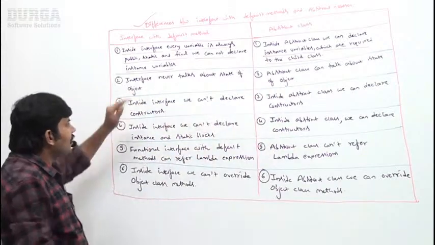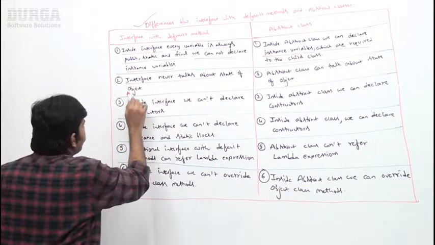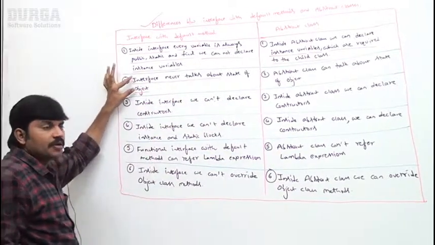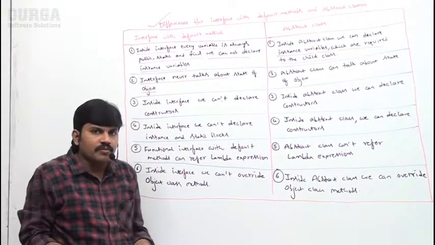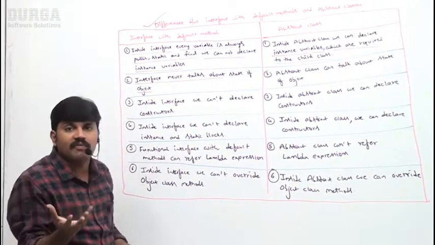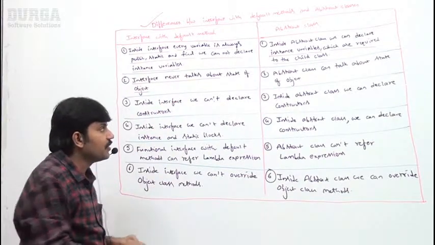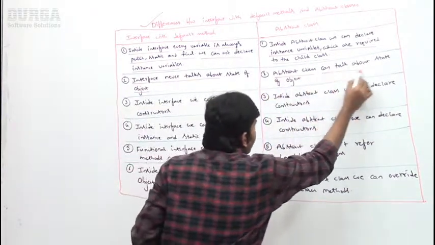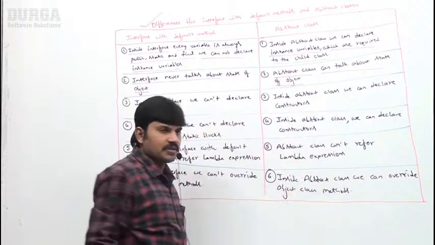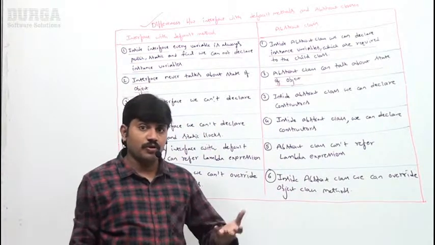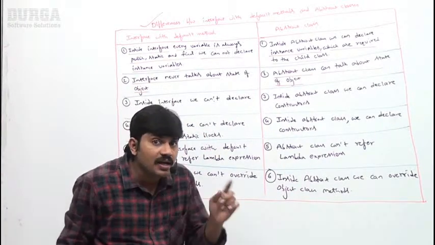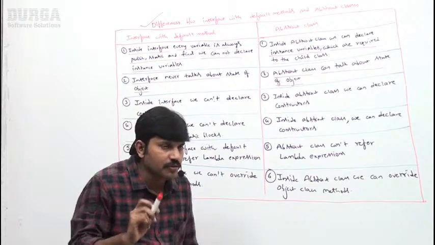Interface never talks about the state of an object. Remember, because it always talks about static variables only. It never talks about the state of an object because it doesn't contain any instance variable. But an abstract class can talk about the state of an object. Yes, an abstract class can talk about state of object, because it can contain instance variables.